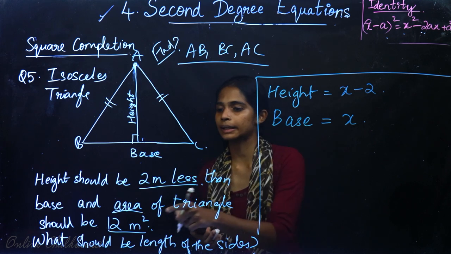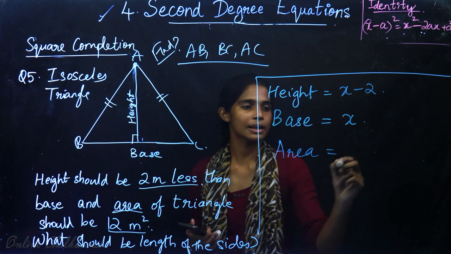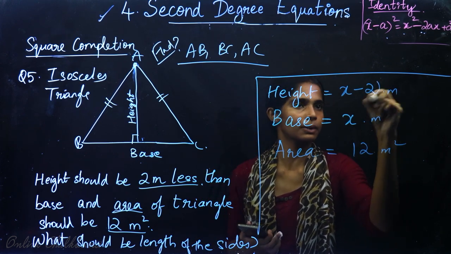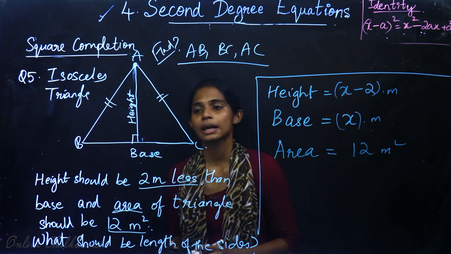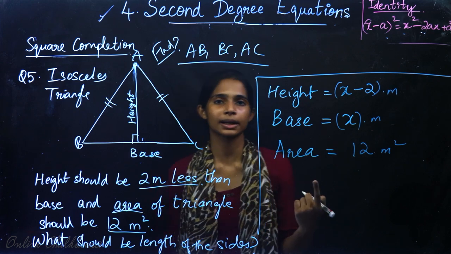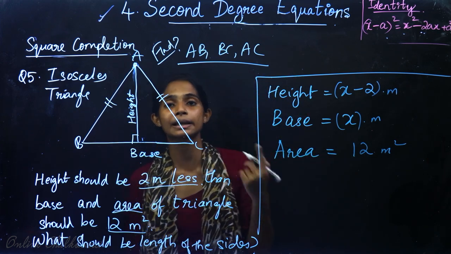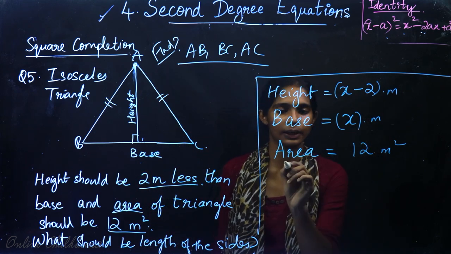പിന്നെ അവർ തന്നിരിക്കുന്നത് എന്താണ്? ഏരിയ ഇസ് 12 meters square. ഓൾറൈറ്റ്, യൂണിറ്റ്സ് എല്ലാം എഴുതിക്കോ, മറക്കാതെ യൂണിറ്റ്സ് എഴുതണം. സോ ഏരിയ ഇസ് 12 meters square എന്നാണ് തന്നിരിക്കുന്നത്. അപ്പം നമുക്ക് ആദ്യം ഈ ബേസും ഹൈറ്റും കണ്ടുപിടിക്കാം. ബേസും ഹൈറ്റും കണ്ടുപിടിച്ചാൽ നമുക്ക് ഓട്ടോമാറ്റിക്കലി റിമൈനിങ് സൈഡുകളും കണ്ടുപിടിക്കാൻ പറ്റും. ഓക്കെ, അതെങ്ങനെയാണ് നമുക്ക് നോക്കാം. സോ ആദ്യം നമുക്ക് ബേസും ഹൈറ്റും കണ്ടുപിടിക്കാം.